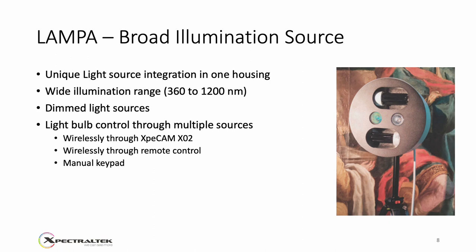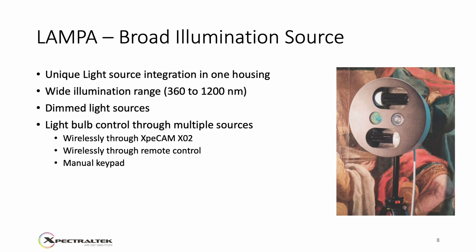LAMPA is a hybrid light source that was developed to help the end user avoid carrying multiple light sources when he needs to perform acquisitions in the ultraviolet, visible, and near-infrared ranges. The three different light sources are integrated in one housing, reducing the necessity of multiple setups, cables, and tripods. Light intensity is minimized to fit XpeCAM sensitivity and wavelength band selection.